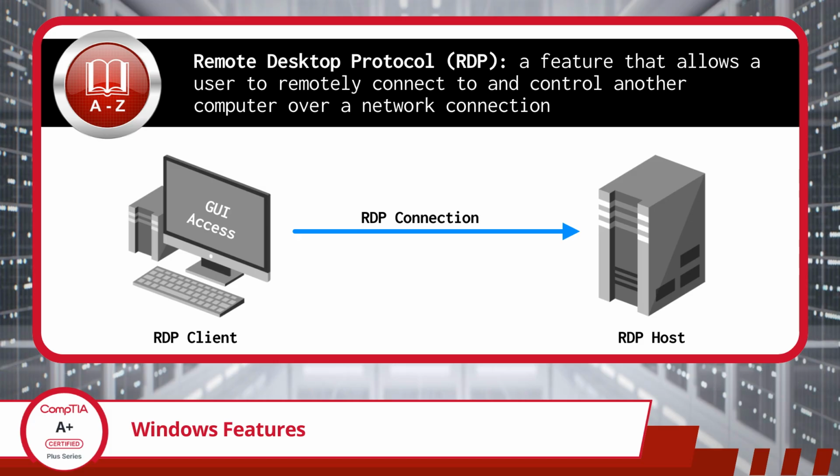In this scenario, the system initiating the connection is called the client, while the system being controlled is called the host. It's important to note that not all Windows editions support RDP in the same way. Home editions can act as a client, meaning they can connect to another system, but they cannot act as a host. Pro and Enterprise editions, however, can function as both a client and a host, allowing them to both initiate and receive remote connections.